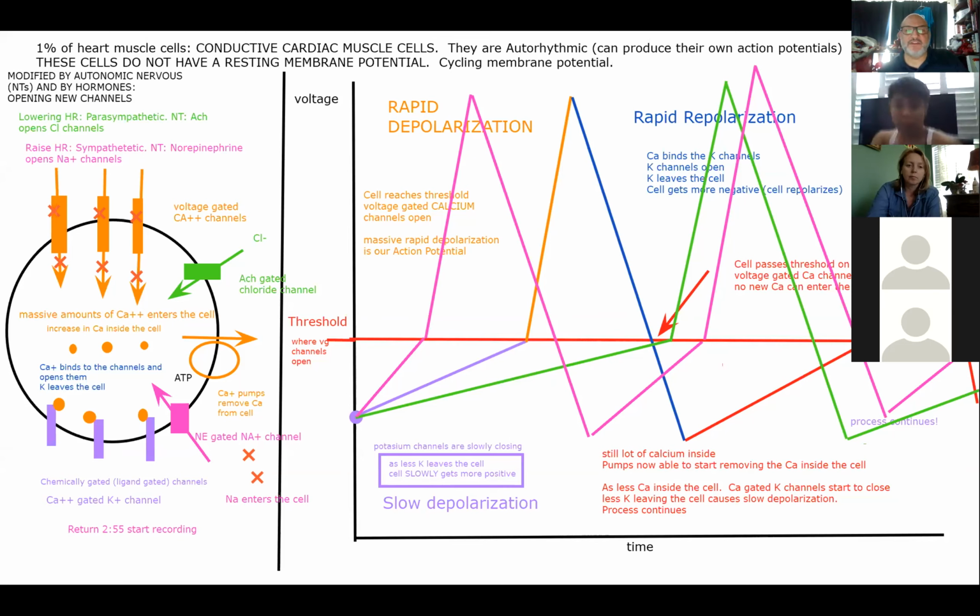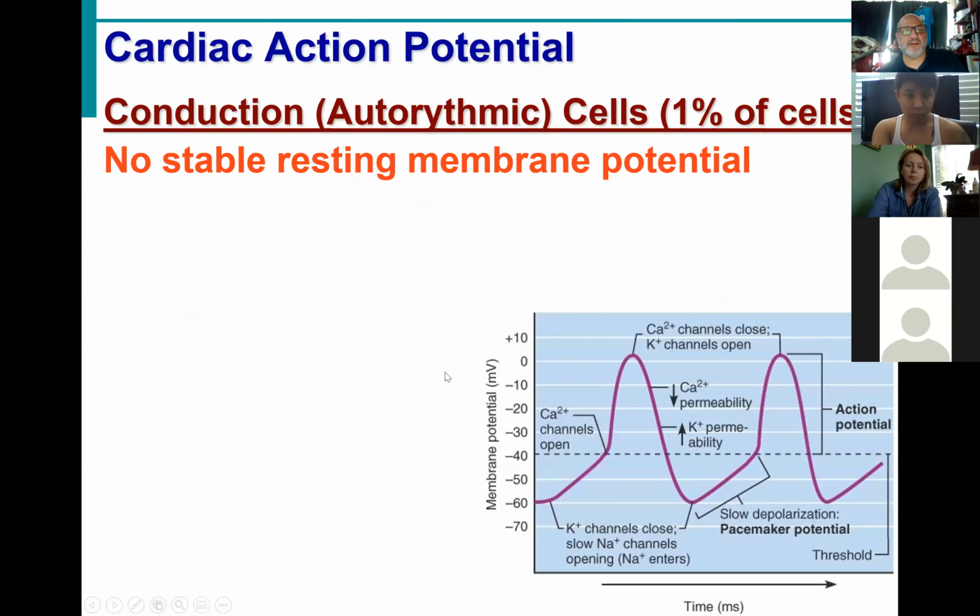And again, we can get rid of this scary picture now and go back to the slightly less scary, although I thought I did an excellent job of that. I'm going to talk about our conductive cell, or that autorhythmic cell. Again, they only make up 1%. And as I mentioned, the big key to them is that they don't have a resting membrane potential, right? There are really two things that are special about this cell. They don't have a resting membrane potential, and their action potential isn't produced by sodium.